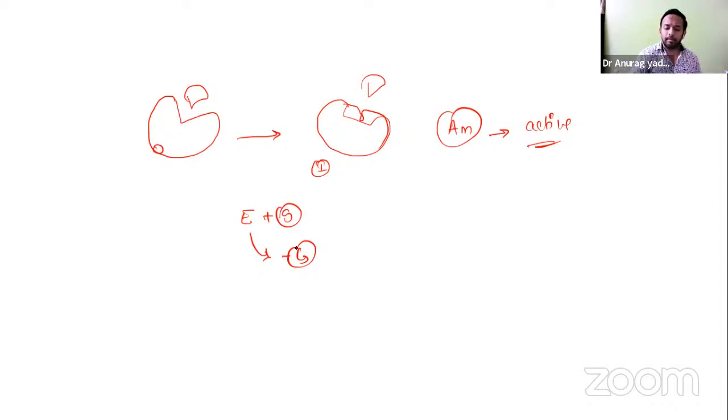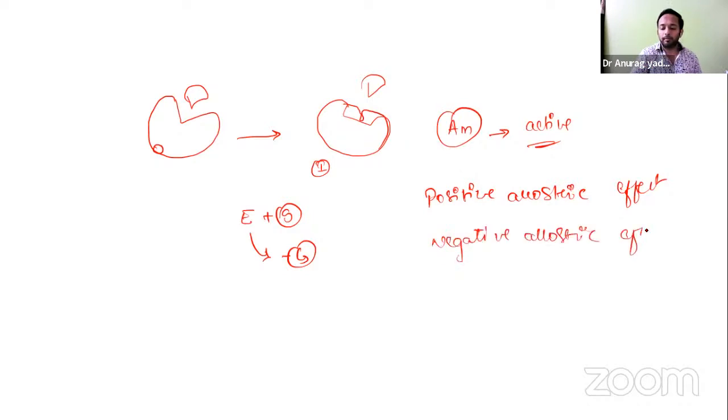Sometimes the binding of this will increase the chance of substrate binding, that is a positive allosteric effect. If the binding will decrease the affinity for other substrates, it is called a negative allosteric effect.